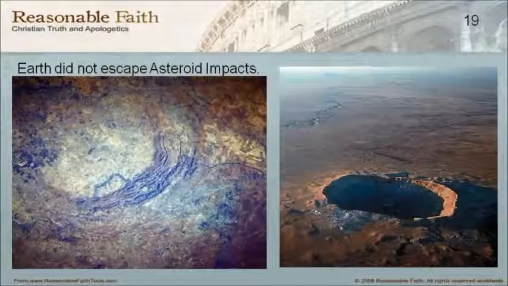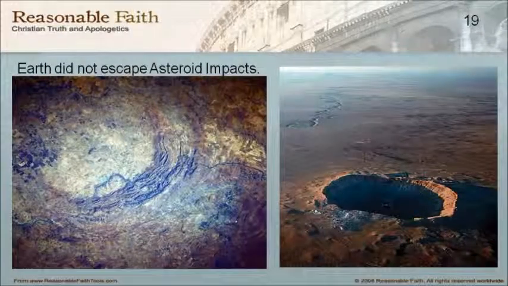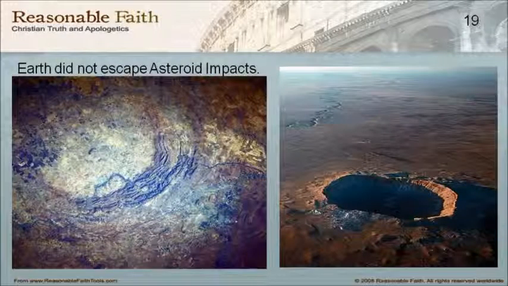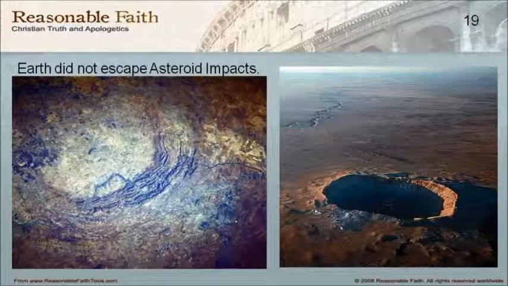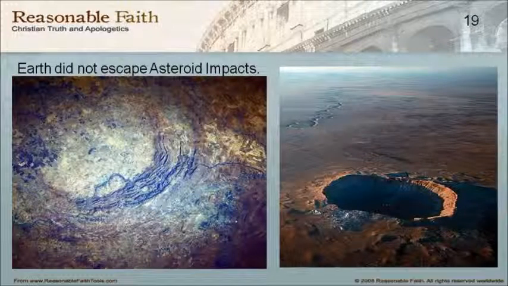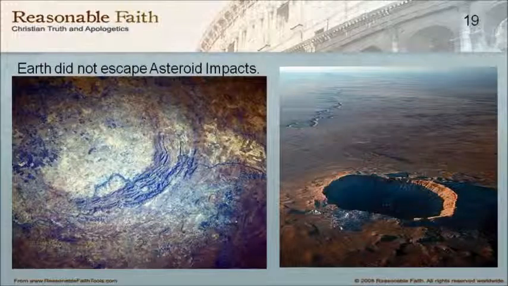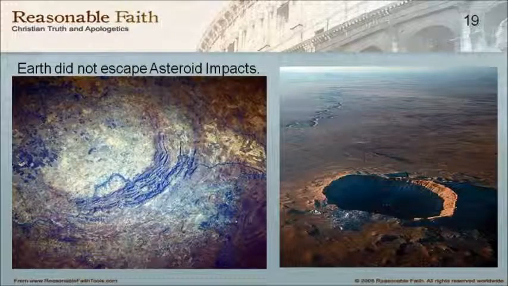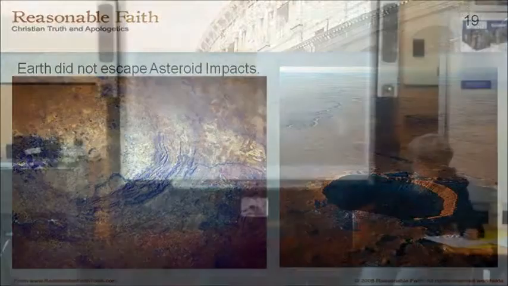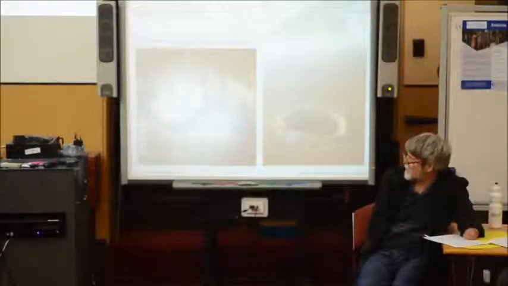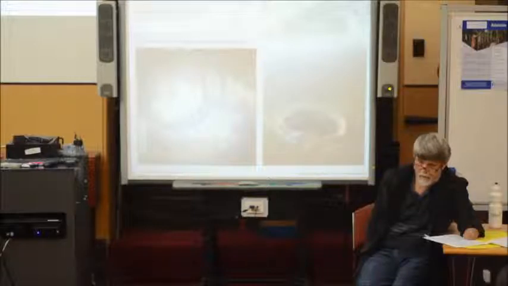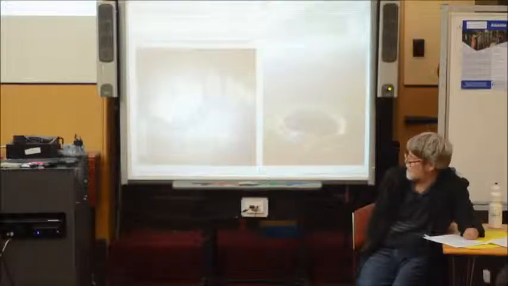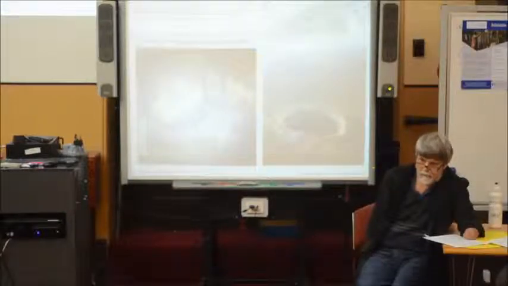19 shows that the Earth did not escape asteroid impacts. I could show 100 photos here instead of 2, but I reduced it to 2 because I haven't got hours to spend tonight. The left-hand picture is a photograph from a space satellite. Again, we couldn't see this before 1960, but we can now see that there's a huge circular imprint in South Africa. This is a crater from an impact from space that happened before Noah's flood.